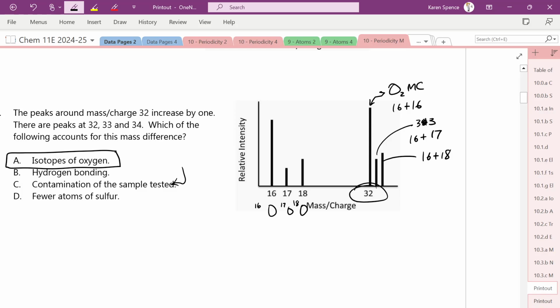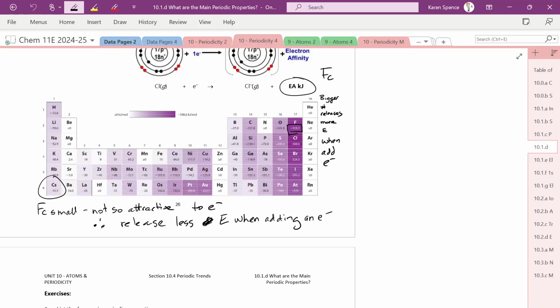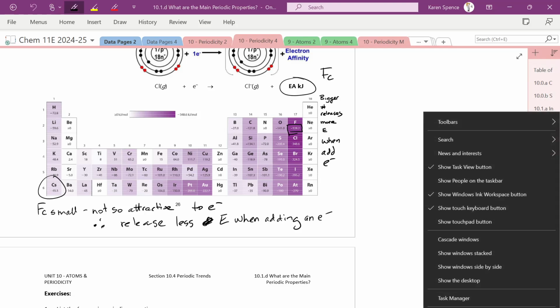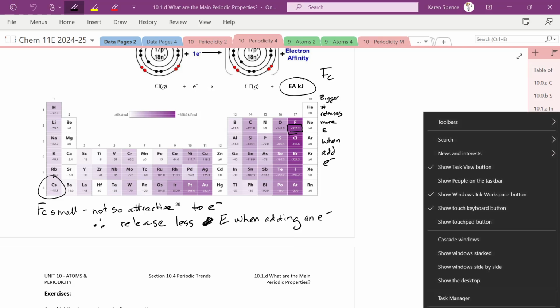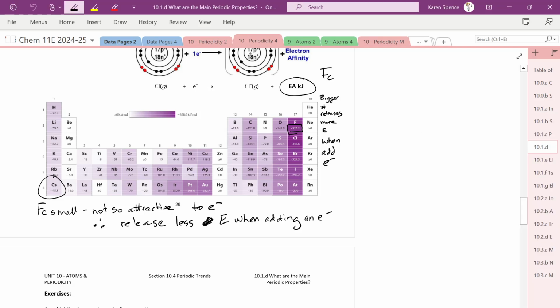Other questions from mass spec? Going once, going twice, going 3 times. Sold. Okay. In that case, we are moving on to our periodic properties. Yes, you have a question? Yes. 23. Okay.